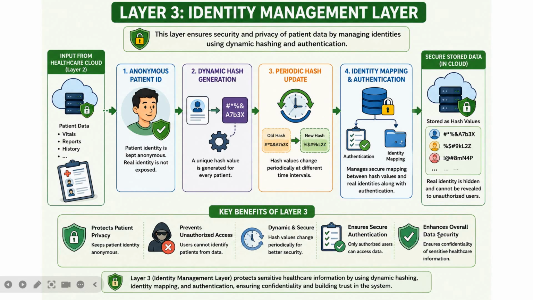Now these are the key benefits of the identity management layer. These include patient privacy protection, prevention of unauthorized access, secure authentication, dynamic security through changing hash values, and enhanced confidentiality. So overall we can say that layer 3 serves as the security backbone of the AmbuSens system by ensuring that sensitive healthcare information remains protected while allowing authorized users to access it safely and efficiently.